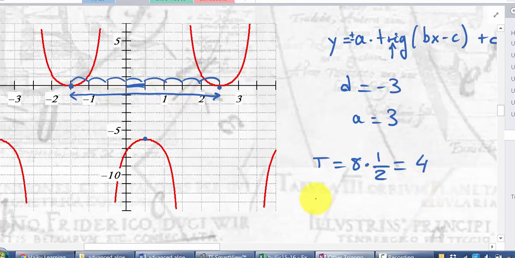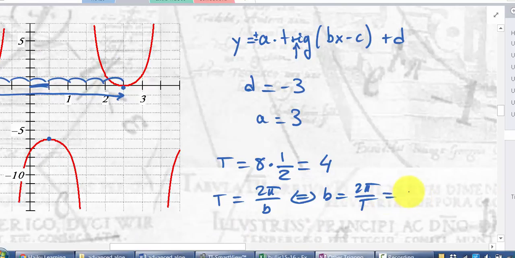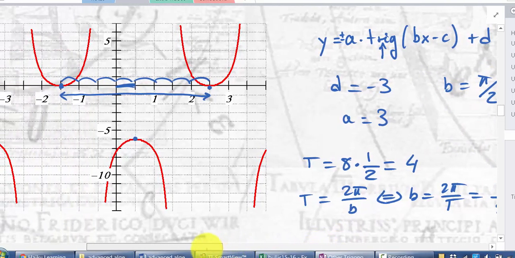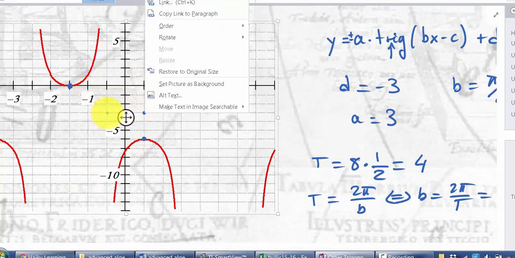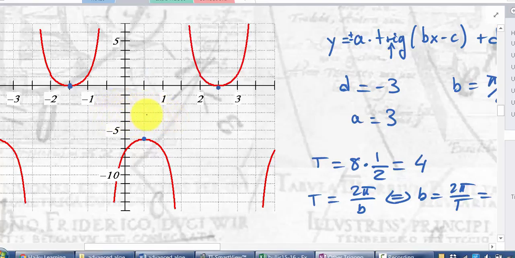Now you remember that T equals 2 pi over b, so this is the same as b equals 2 pi over T, right? Therefore, b is 2 pi over 4, that's pi over 2. We got b, pi over 2. Okay, so now let's get c. And for c, you have a choice, okay? So let me get my middle point right here. Where am I? I said 4, so 1, 2, 3, 4. That should be the middle right here. 2. Sorry, what's going on? 1, 2.